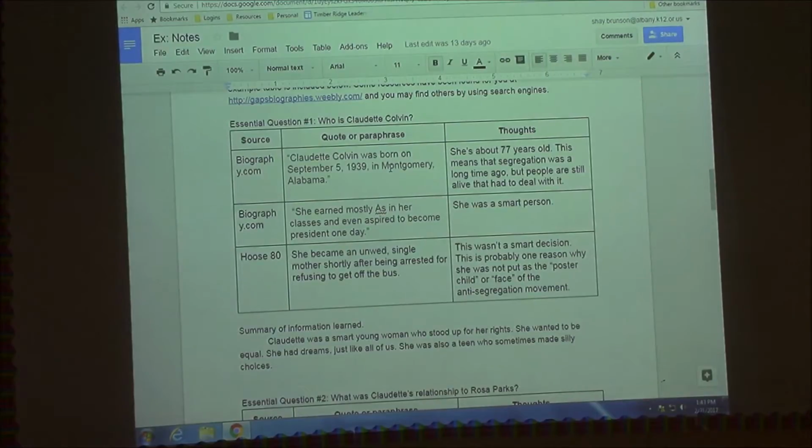Claudette Colvin was born. She was 77 years old. She earned A's. She was smart. She became an unwed single mother. Well, maybe that wasn't so smart.